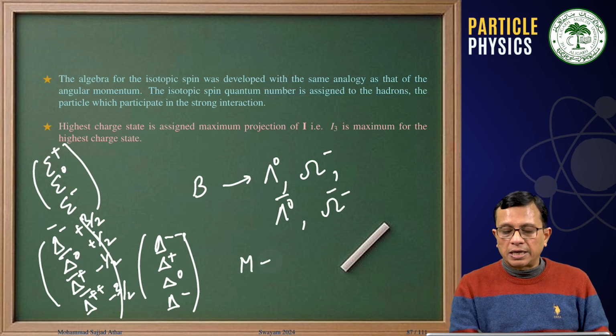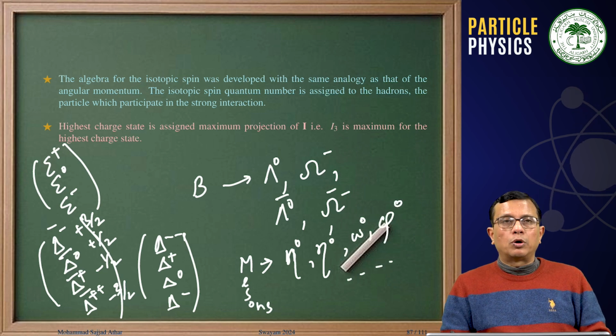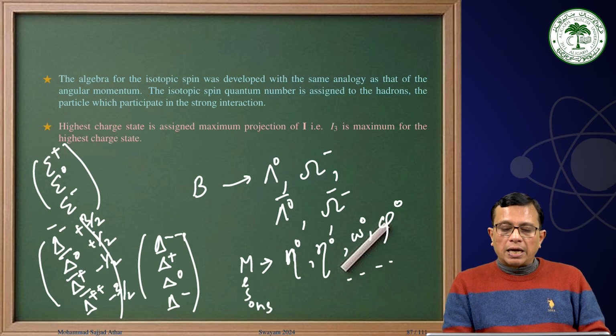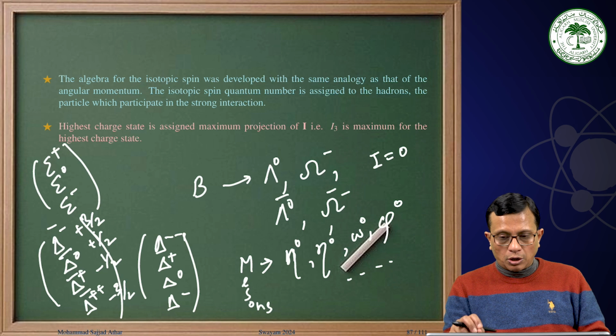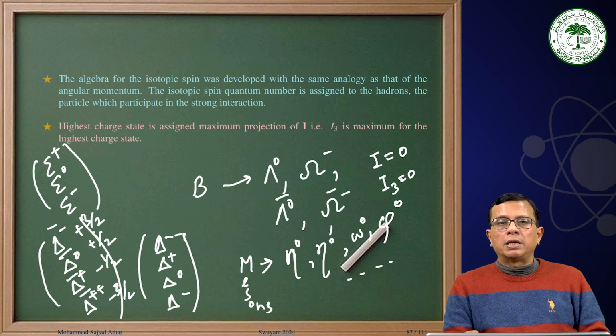Or if you take the example of mesons, you have eta 0, eta 0 prime, omega 0, phi 0, and many, many more. Therefore, there are many singlet baryons and many singlet mesons, and all those singlets are assigned isotopic spin quantum number 0. And if I is 0, then for sure the projection of the isotopic spin will also be 0.